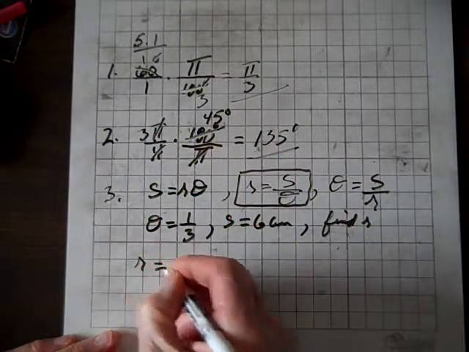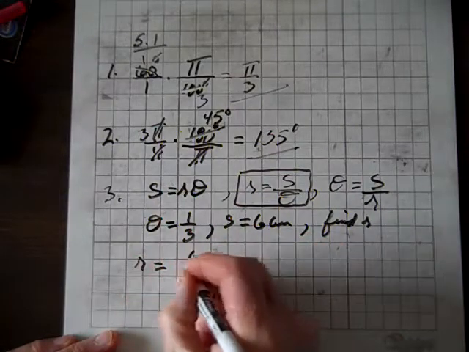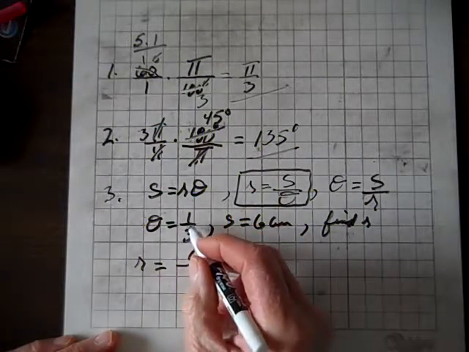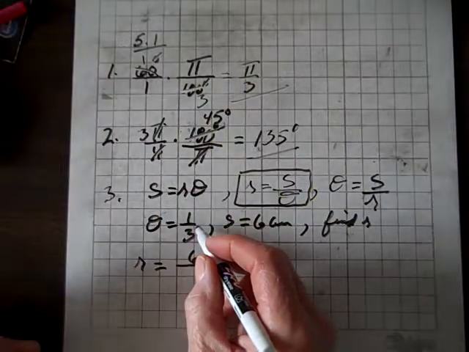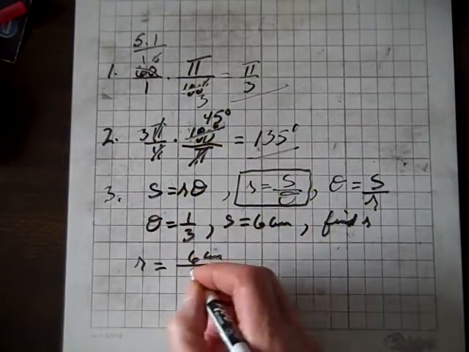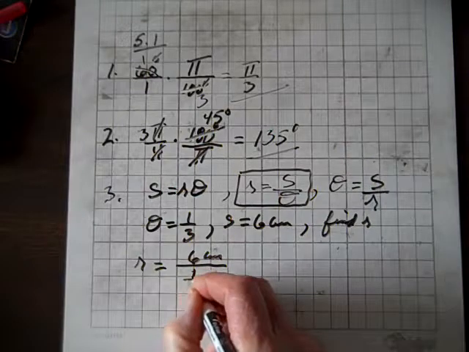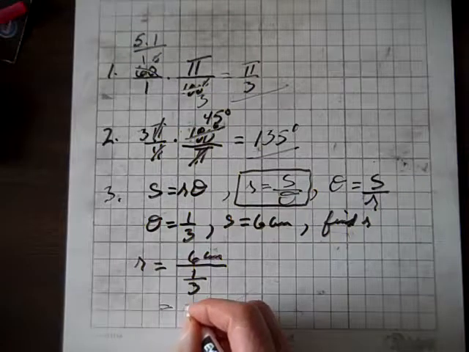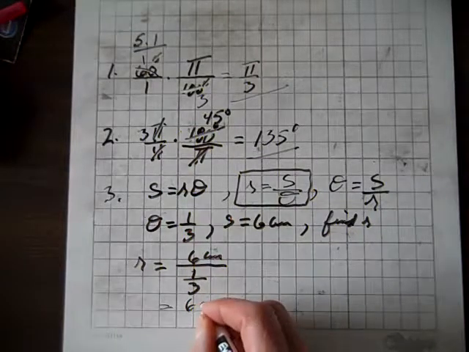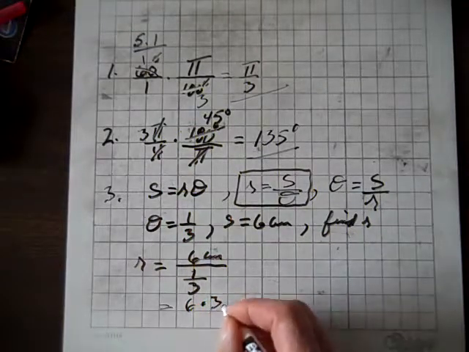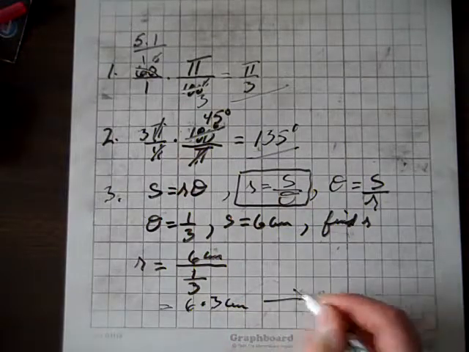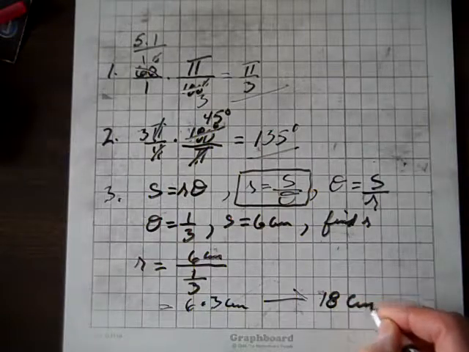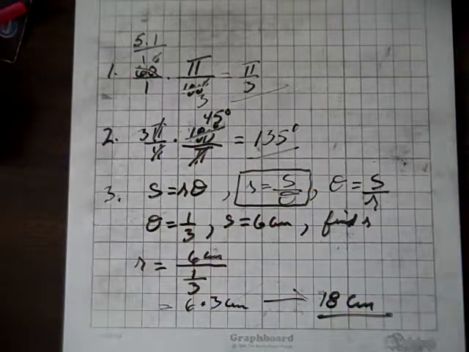So r equals S, which is 6 centimeters, divided by 1/3 radians. Radians are a unitless measure, so we don't have to write it down. Now, when you invert and multiply, you get 6 times 3 centimeters, which becomes 18 centimeters. Now let's do one more.